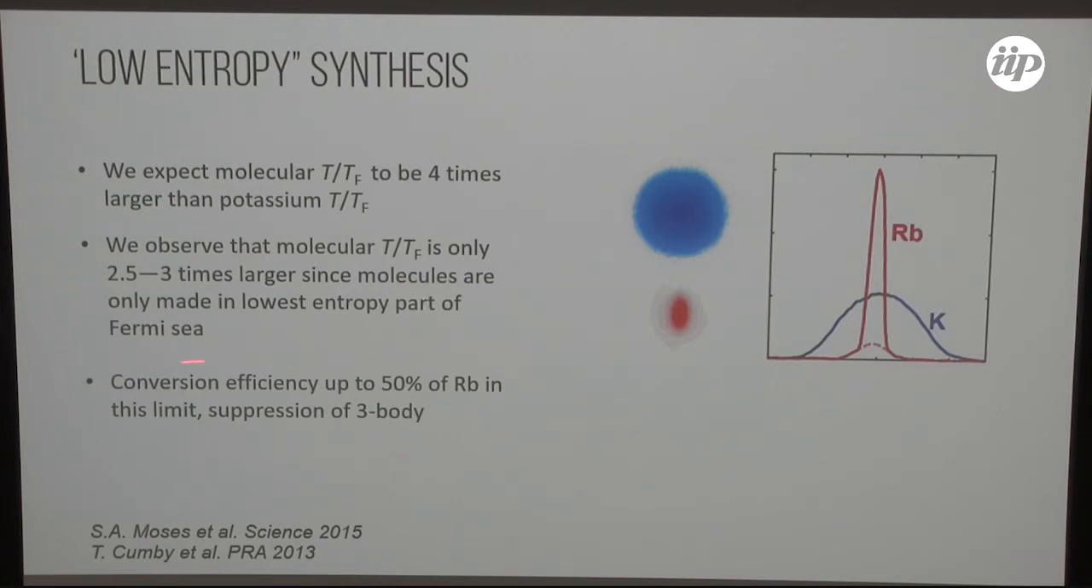So the conversion efficiency of rubidium atoms over the number of molecules is about 50%. Of course, the bad side is that in this regime, the conversion efficiency for potassium is terrible. It's like way below 10% because most of the potassium cloud doesn't see the rubidium.